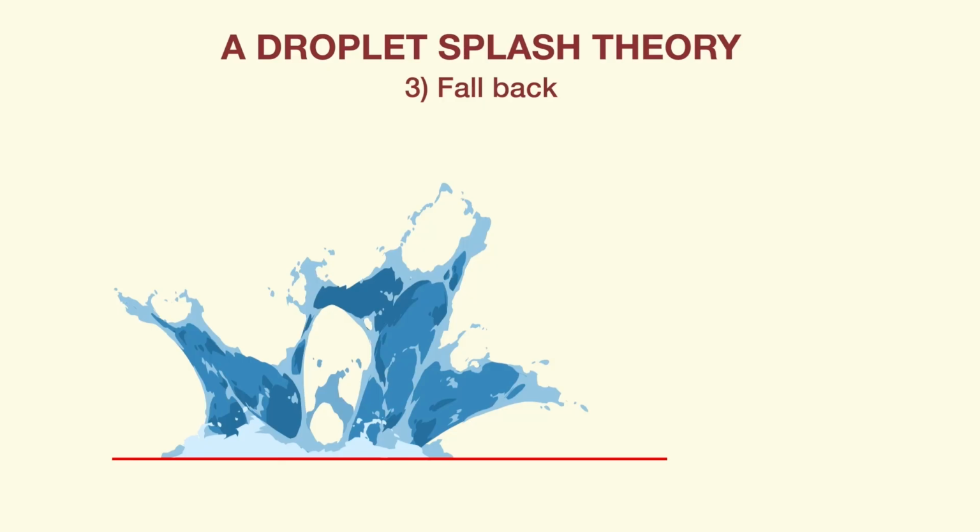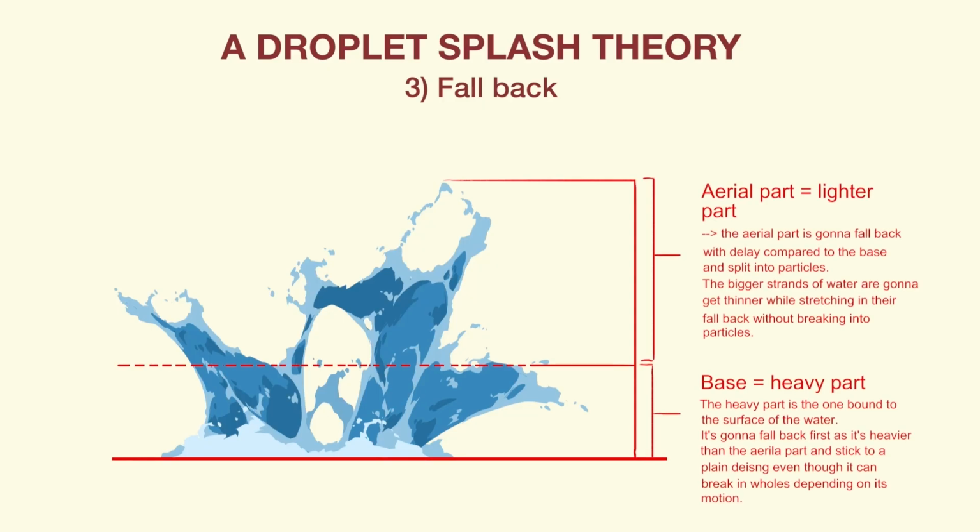We are going to decompose the splash in two parts, the aerial one and the base. The base is going to be the heavy part of the water, the one connected to the surface, containing the compact mass that's going to fall down following a gentle arc way before the aerial part. If you remember the principle number 6, follow through and overlap, while decomposing the base and aerial part, both of them are going to have their own movement.